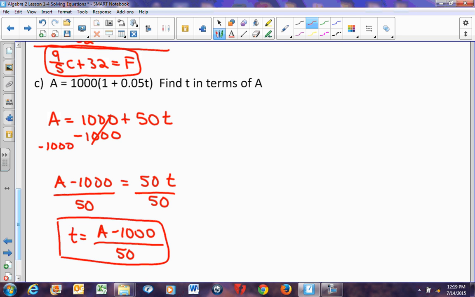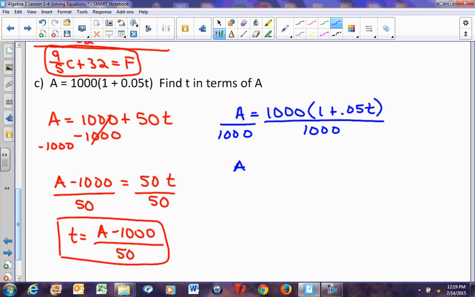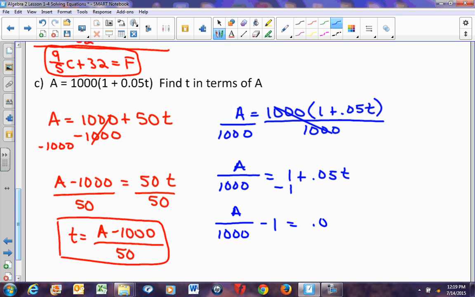Now some people would have looked at me and said, can't you just do what you did before, which was divide by 1,000? Like we multiplied by the reciprocal over there. Yes, you can. Let's take a look at this. Same problem. A equals 1,000, parentheses, 1 plus 0.05 T. So I can take this side and divide it by 1,000. Take this side and divide it by 1,000. So I now have A over 1,000 equals 1 plus 0.05 T. So now we have to subtract 1. So I'm going to have A divided by 1,000 minus 1 equals 0.05 T.